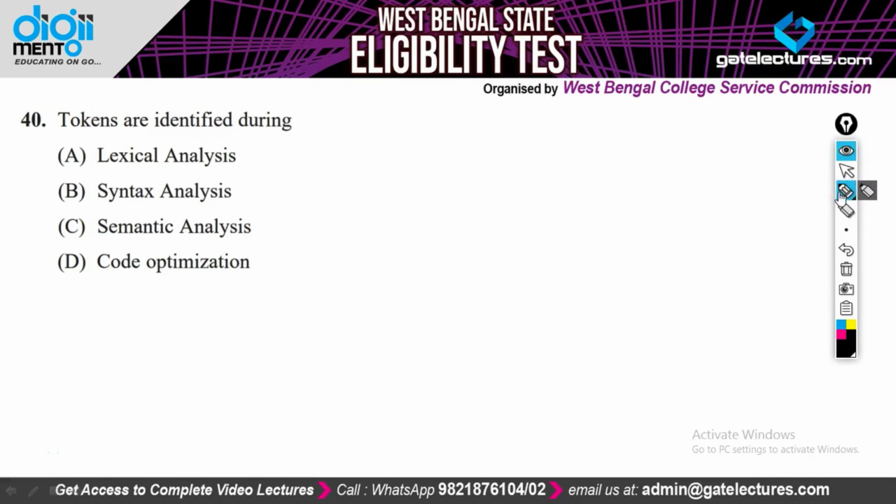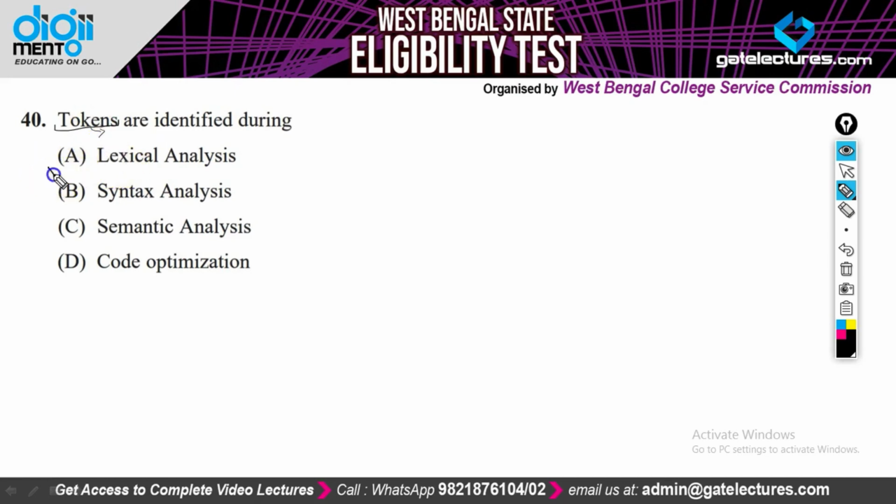So here we have a question from compilers. They are asking, tokens are identified during lexical analysis, syntax analysis, semantic analysis, or code optimization. It is a very easy question. We know what tokens are. Everything defined in C language, whether it is a bracket or words or everything, they are known as tokens. And which one is the first phase? So obviously if they are the very first step, they will be identified as soon as possible.